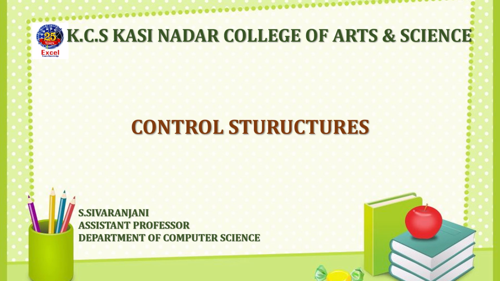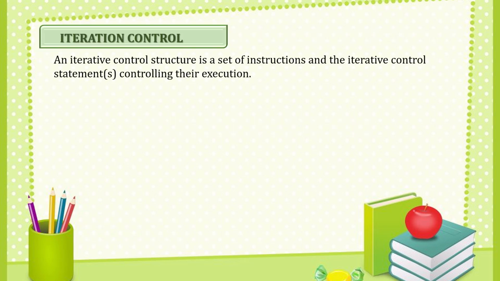As we have seen in the previous videos, we have seen three forms of control in programming. The first one was selection, then sequential and iteration. So in this video we are going to see what is iteration control, as we have seen selection and sequential in detail already. So what is iteration control?